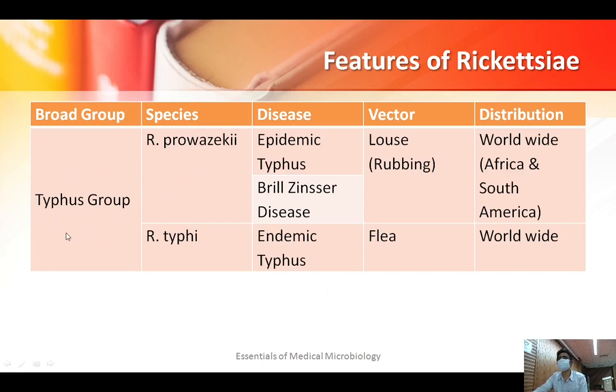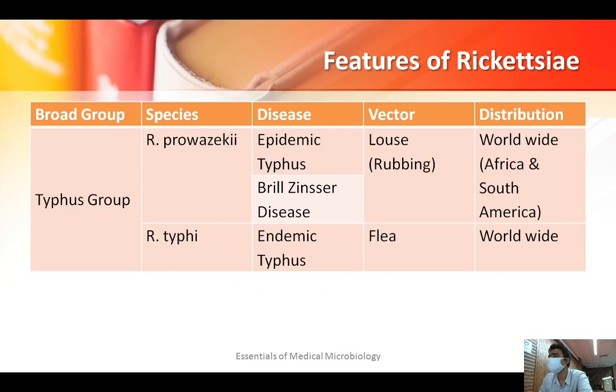Now this table is very important, you can see. The typhus group basically has two species: Rickettsia prowazekii and Rickettsia typhi. Rickettsia prowazekii is known to cause epidemic typhus, or it can go into recrudescence. We read about the term recrudescence earlier in malaria, no? Recrudescence, an infection which is already there.